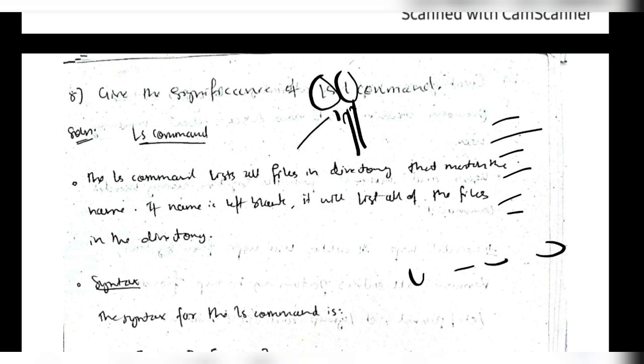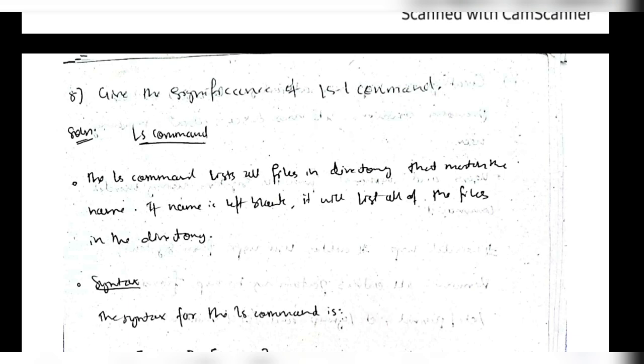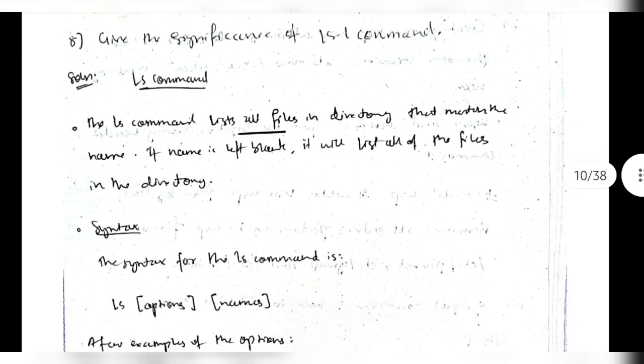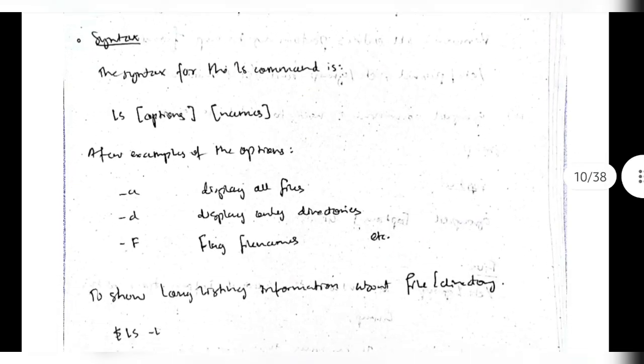What are the 7 attributes of ls -l command? That's also a very important question. So for now let's discuss what is ls command. It is used to list all the files in the directory that match the name. Means if you specify what name it should be, what pattern should match those files, then it will include that, otherwise all the files will be displayed. So this is the syntax: ls, and options will be there, and names, or if you have any pattern matching.